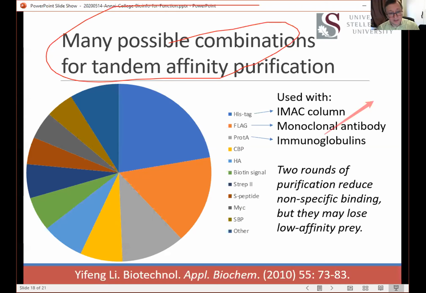So this article examined which of the methods are most popular. So we see that His tags are very useful if you've got IMAC columns, because now a protein that you've stuck a whole bunch of histidines on can be isolated out of a mixture, grabbing out that particular protein.